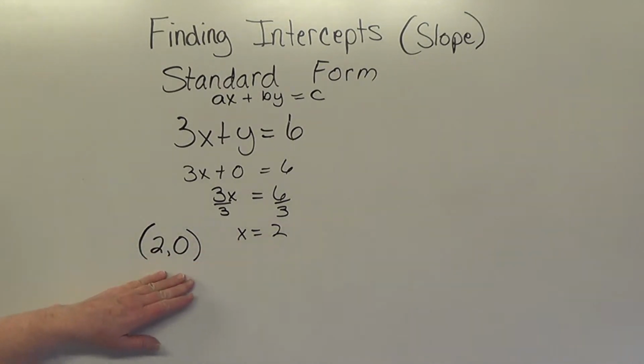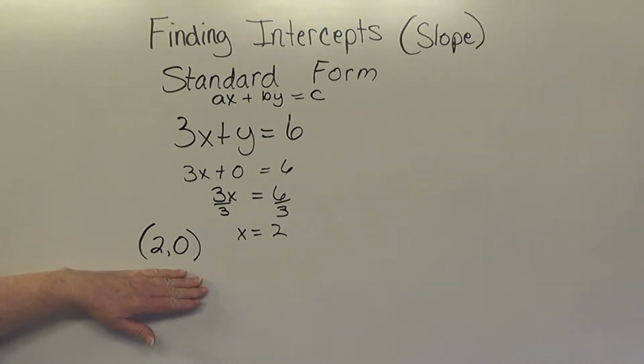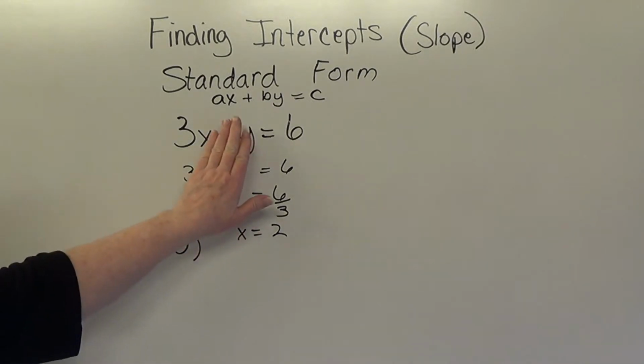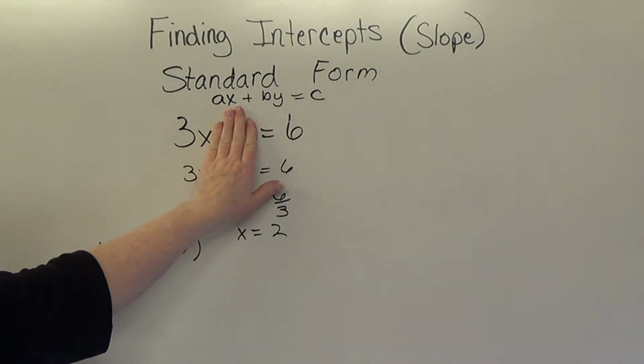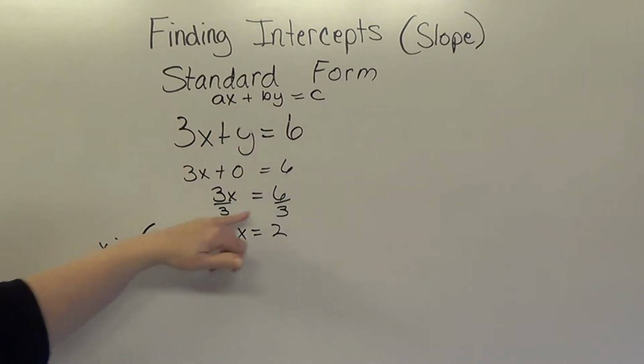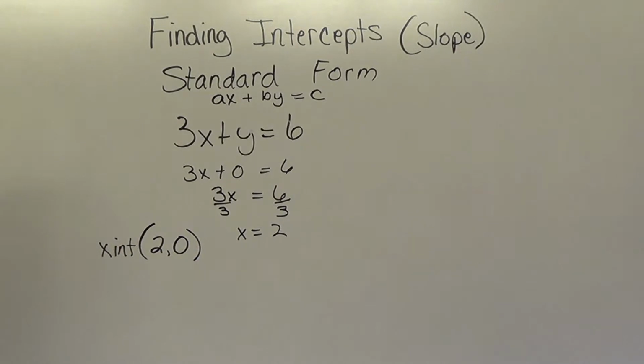So we have a coordinate that we need. This is called the x-intercept. I'm just going to put int for intercept. Now, I do it a little bit different way, maybe faster. I actually cover up y when it's 0, so you don't even see it. So 3x equals 6, and then I would divide by 3, and I get x equals 2.